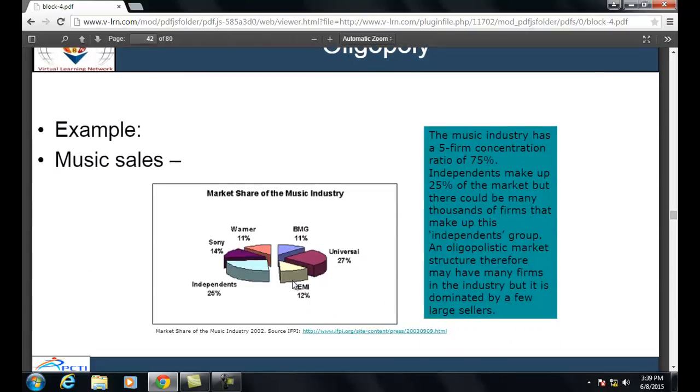Like this one, the music industry has a 5 firm concentration ratio of 75%. Independents make up 25% of the market, but there could be many thousands of firms that make up this independent group. An oligopolistic market structure therefore may have many firms in the industry, but it is dominated by a few large sellers.